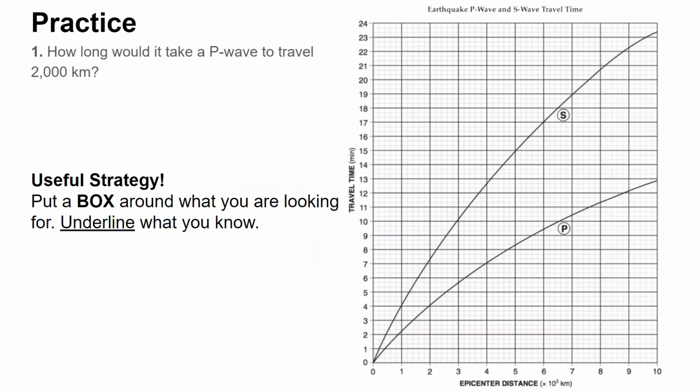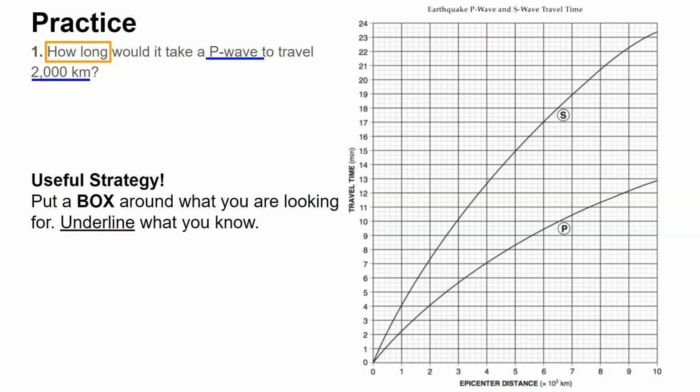So our first round of practice here, actually reading the chart. So how long would it take a P wave to travel 2,000 kilometers? Remember, it's a good idea to put a box around what we're looking for. In this case, that's a time, how long, and underline the information that we know. So the information that's provided in the question. We know we're looking at a P wave, and we know that P wave is traveling 2,000 kilometers.